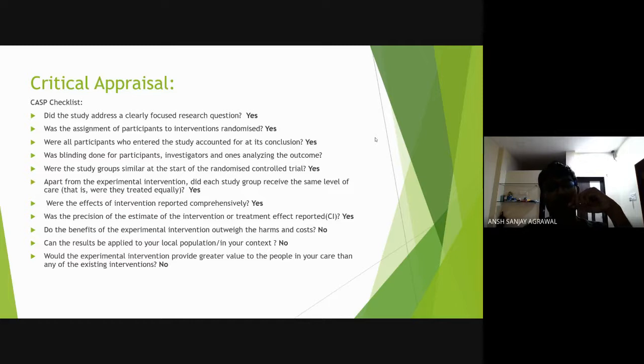Would the experimental intervention provide greater value to the people in your care than any of the existing interventions? Again, this would be a no, because the experimental intervention, that is TDF, was proven to be less effective. So on the basis of this study trial, I would say no.